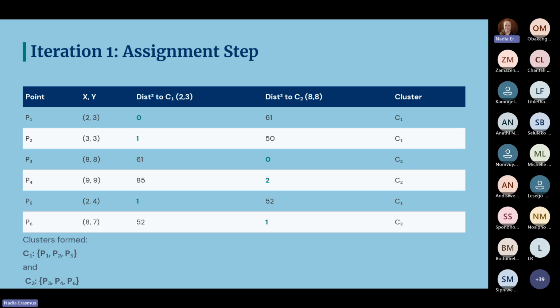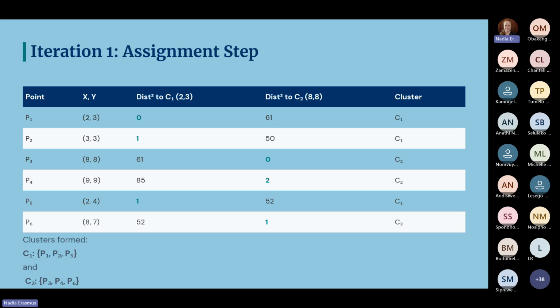We have that point 1 is very far away from centroid 2, so we're going to say it is clustered around centroid 1. Point 2 is very close to centroid 1 and very far away from centroid 2, so it's going to be clustered around centroid 1. It's grouped around centroid 1.